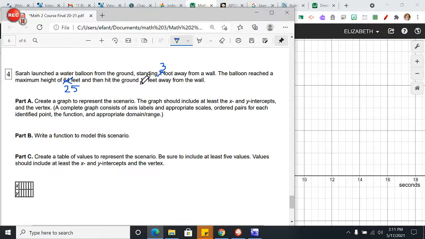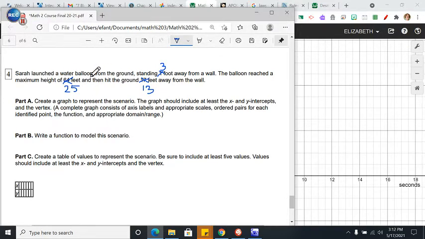And instead of it landing at 17 feet away from the wall, let's do, what did I say, 13. Let's do 13. Okay, so I'm going to use Desmos to do a lot of this.